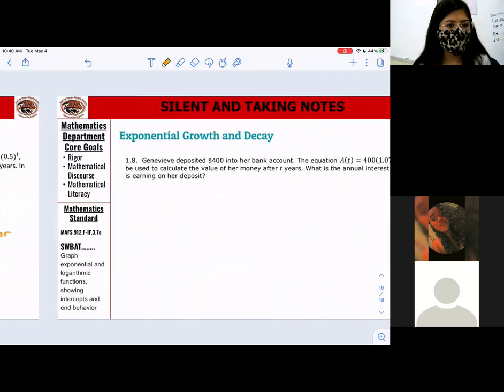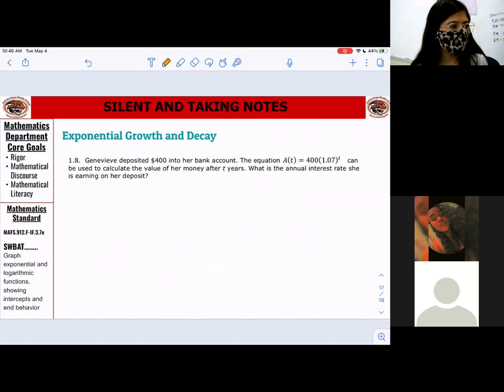Yeah. Okay. Last one. Genevieve deposited $400 in her bank account. The equation A of t equals 400 times 1.07 can be used to calculate the value of her money after t years. What is the annual interest rate that she is earning? So remember, interest is the same as percent. Think about it. Send me your answers when you have it, and then we'll be done. Yeah, we're looking for the correct percentage. Go backwards.